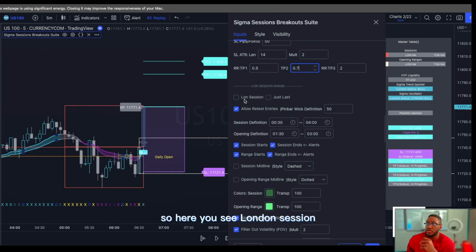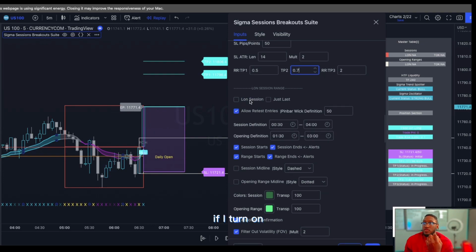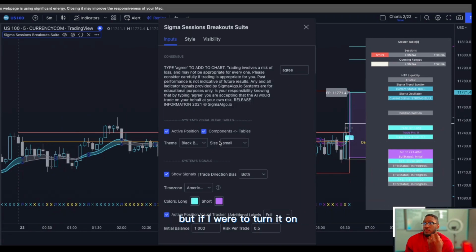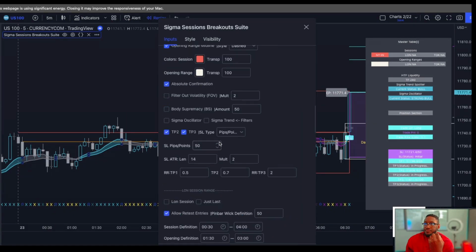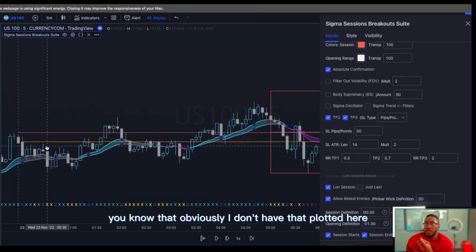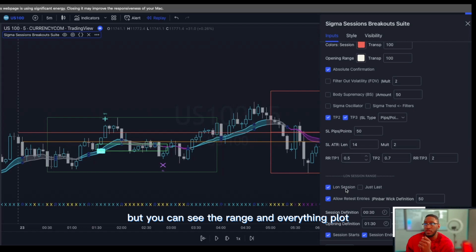So here you see London session. Once you click it, it activates buy and sell signals. If I turn it on, you can see right here, I don't have any buy and sell signals for London session, but if I were to turn it on, you're going to see the range. Obviously I don't have that plotted here, but you can see the range and everything plot.